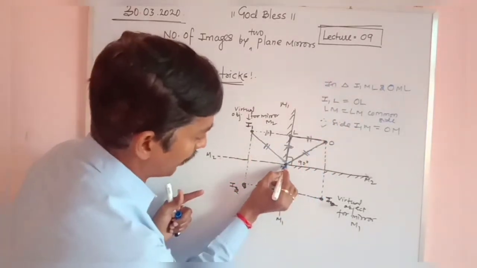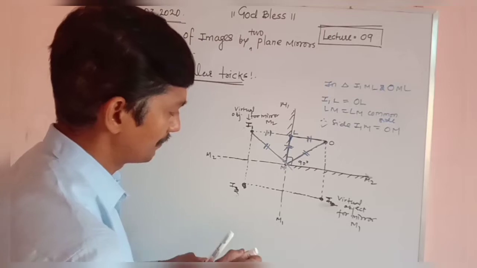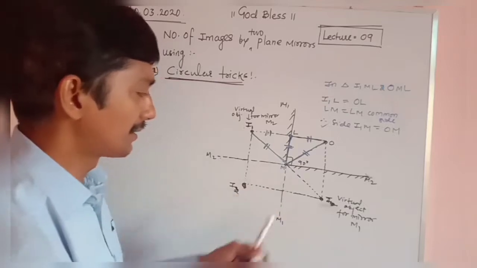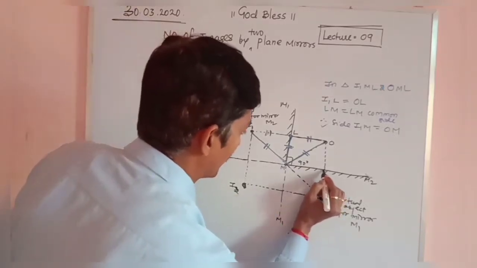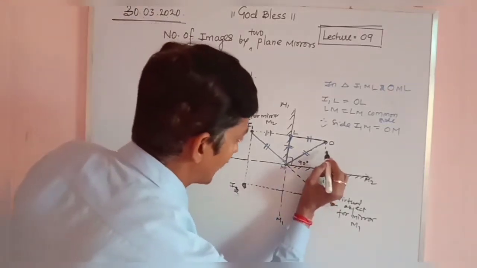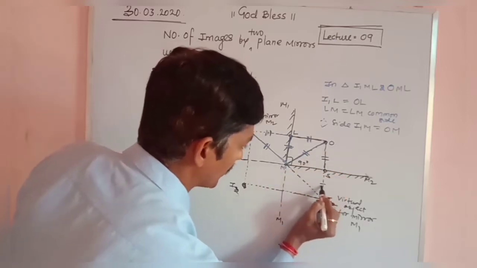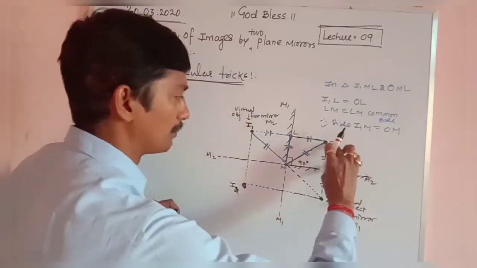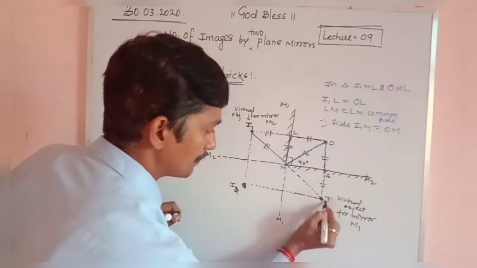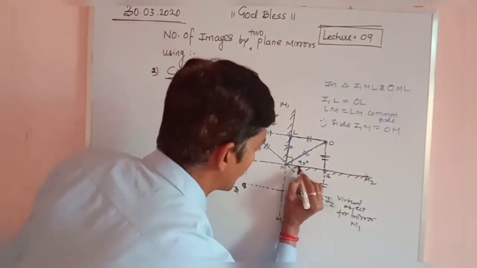Similarly, my dear, if I join here, like this, and here I give one name, say S. So similarly here also, this side will be equal to this side. जितने दूर पे ऑब्जेक्ट था मिरर M2 से उतने ही दूर पे इमेज मिला इनसाइड द मिरर एट I2, right? So this side and this side are equal. This is the common side.